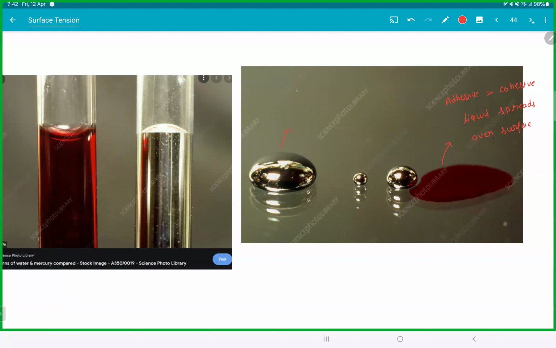Whereas if you see mercury here, this is non-wetting. The liquid tries to be together. So in this case, the cohesive is greater than adhesive. So mercury will try to stay together. So mercury will not spread on a glass. Mercury tries to stay together. Getting how this thing looks? Clear, everyone?